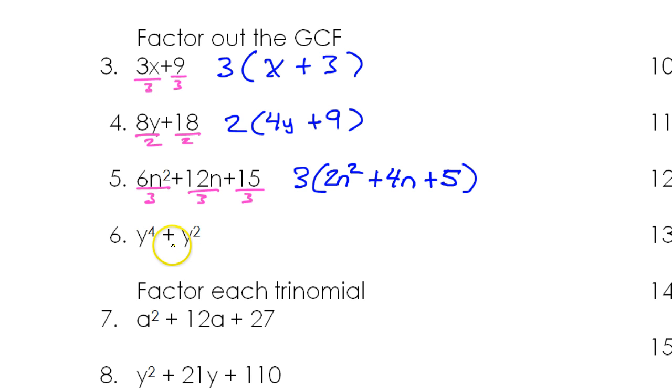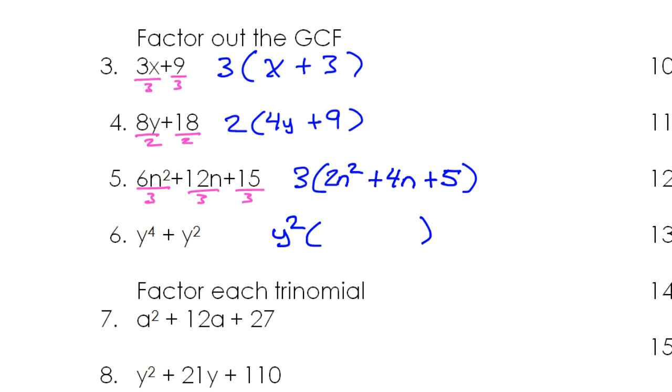Now, I'm looking at number 6. They have no numbers in common, but they do have variables in common. Both terms have y's. The first term has 4 y's, the second term has 2. You have to go with the lower amount. Okay, we have to go with y squared as the GCF. And your thinking is, both terms have at least 2 y's to take out, so that's the most you can take out.